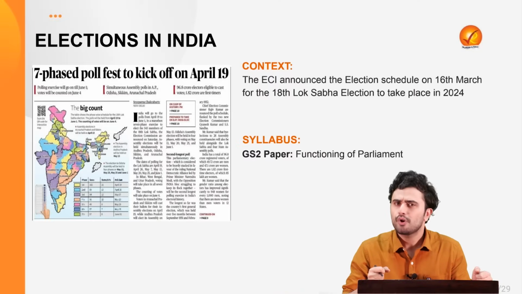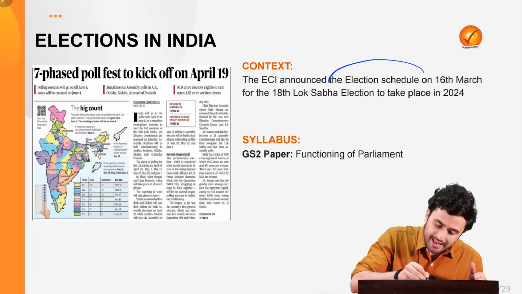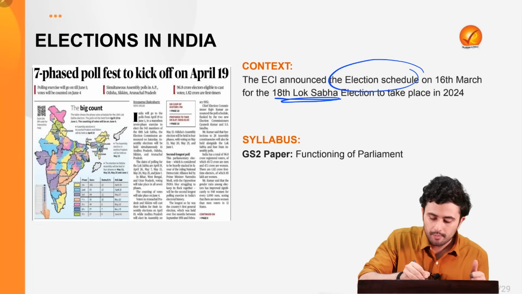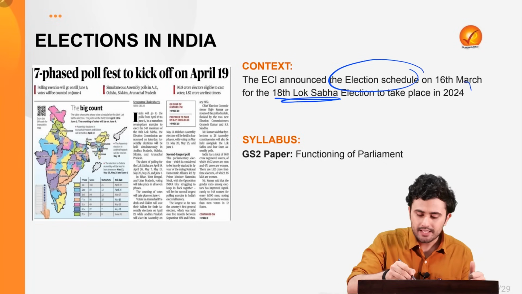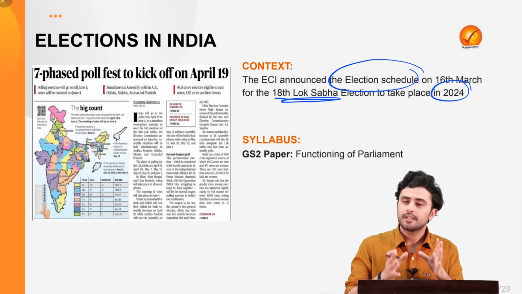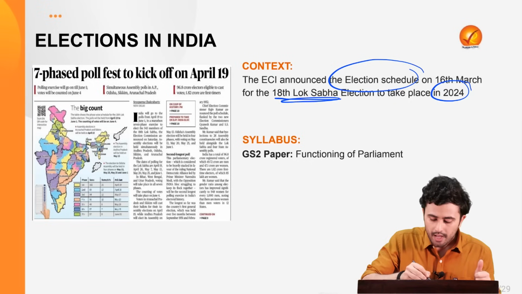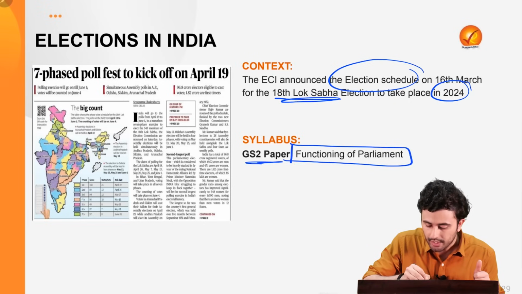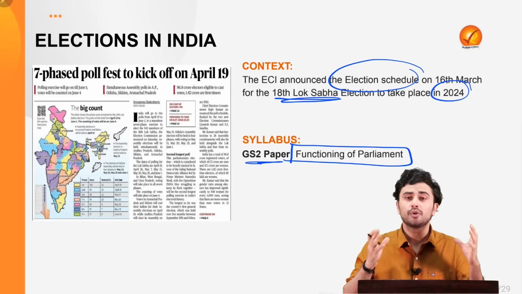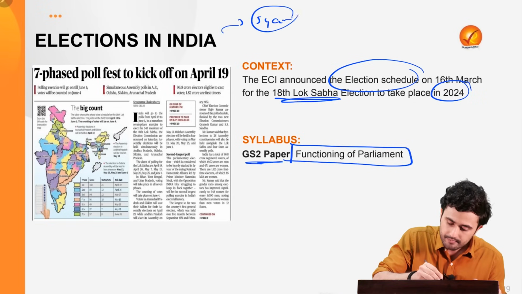The Election Commission of India announced on 16th of March the election schedule for the upcoming 18th Lok Sabha elections, which will take place in this year of 2024. The elections in India form an important component of your GS2 paper under the theme of functioning of Parliament. As we are aware, the Lok Sabha elections take place every 5 years.